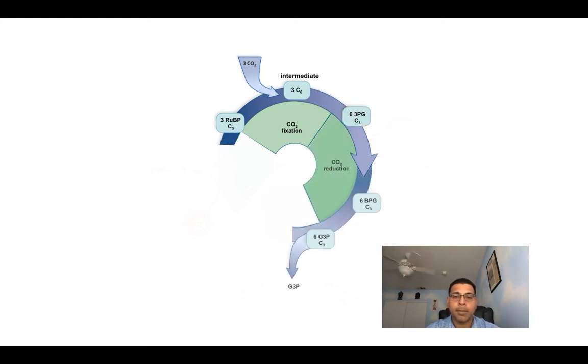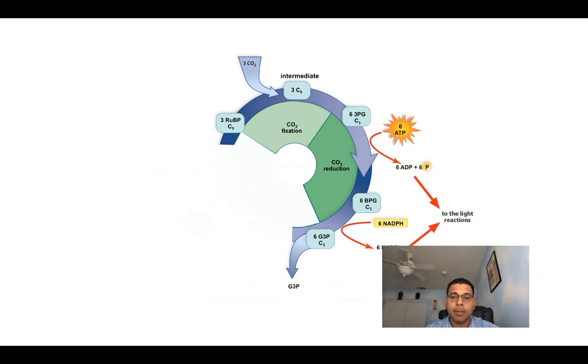The next stage of the Calvin cycle uses the energy products made during the light reactions to reduce the 3PG molecules. This stage requires an input of energy, which is supplied by ATP. Remember that reduction involves an addition of electrons, which in the Calvin cycle is supplied by NADPH. The addition of the electrons from NADPH reduces 3PG to form G3P. The ADP and NADP+ from this stage return to the light reactions to be recharged.